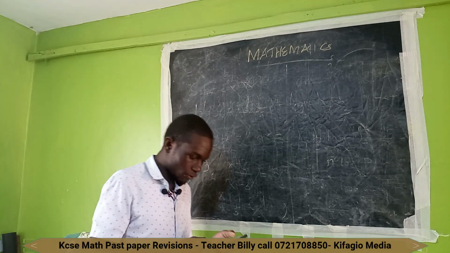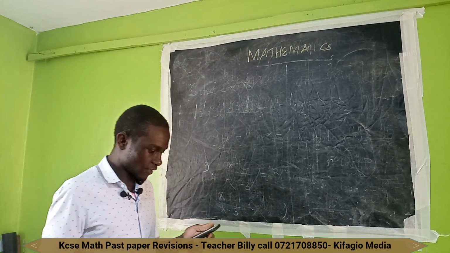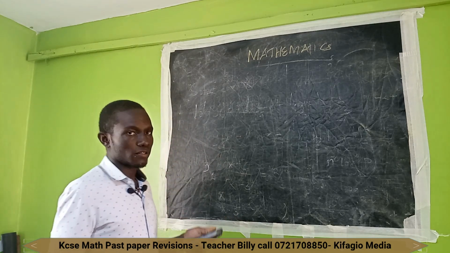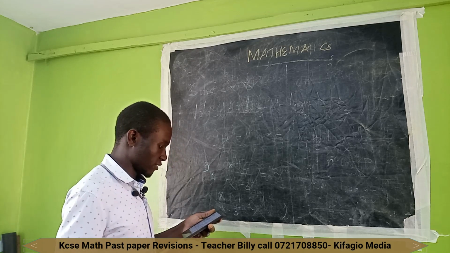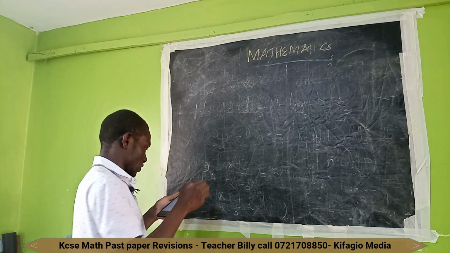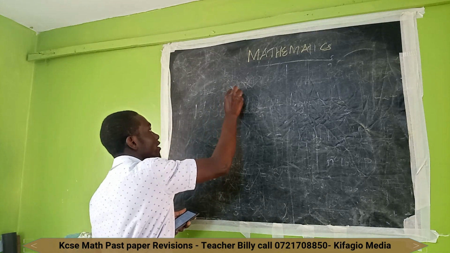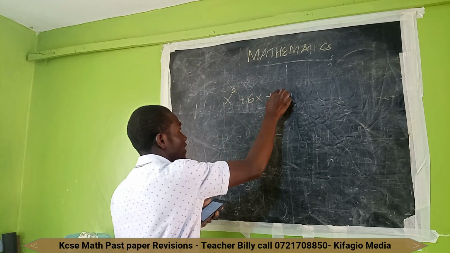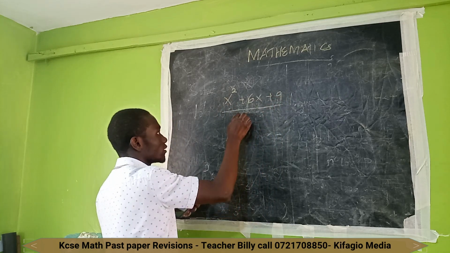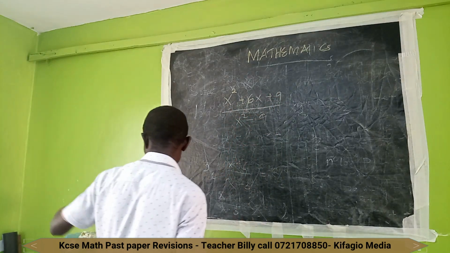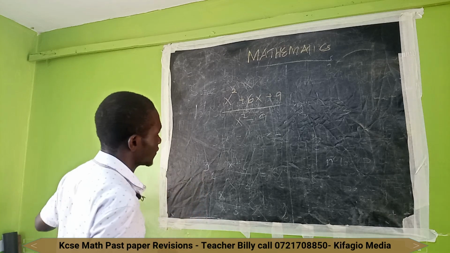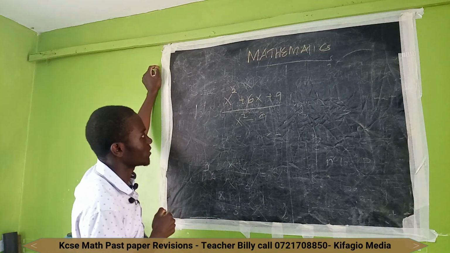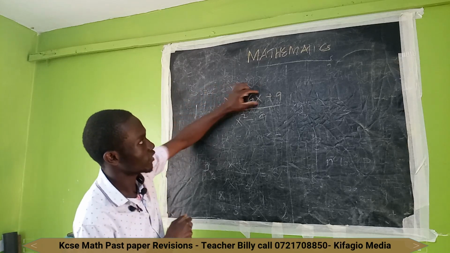So our final question: x squared plus 6x plus 9 over x squared minus 9. The question is to factorize and simplify completely. Class, to factorize means you now include brackets, and to simplify means you express in the lowest form or terms possible. So this one is a quadratic expression.